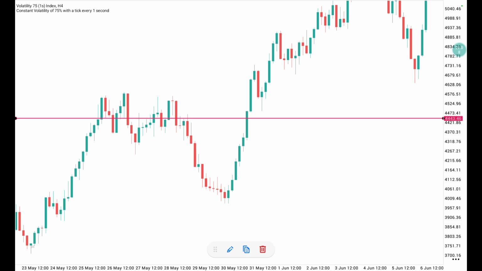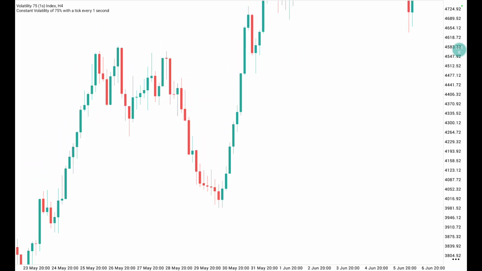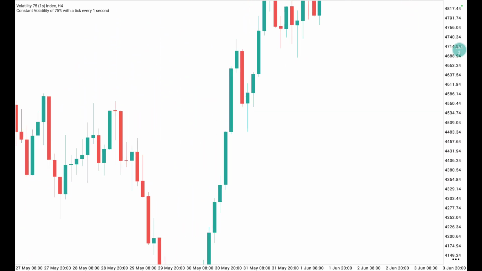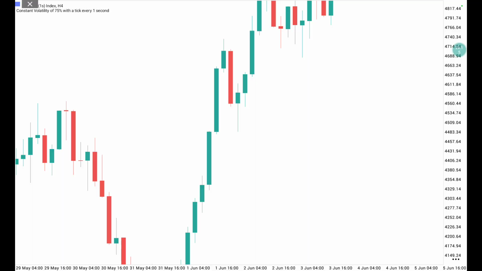Okay, so let me quickly rush through them. So this is a bullish trend. If you see here, we have candle 1, 2, 3. You can see the wick of the third candle and the wick of the first candle. They are not touching. They are not overlapping. So this space is what we call a fair value gap.